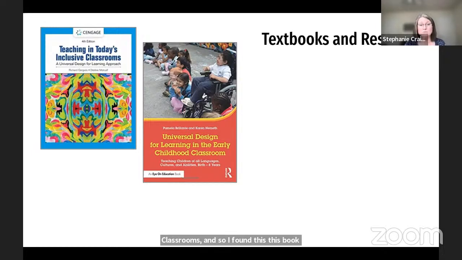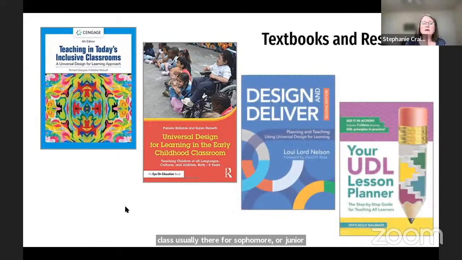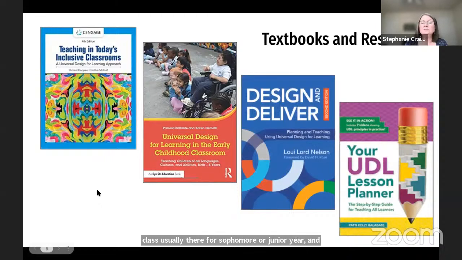It's awesome. It's got so many practical suggestions, and it's very clear. So students usually take transition. It's a 200 level class. Usually they're for sophomore or junior year. And then I have used Louis Lord Nelson's Design and Deliver. And then we also have Patty Ralabate's lesson planner book.